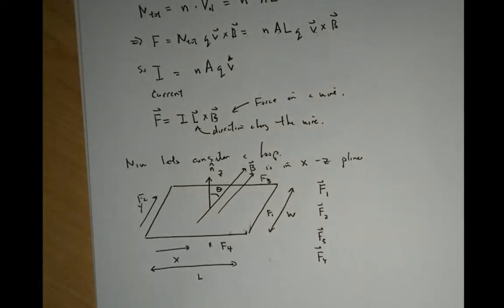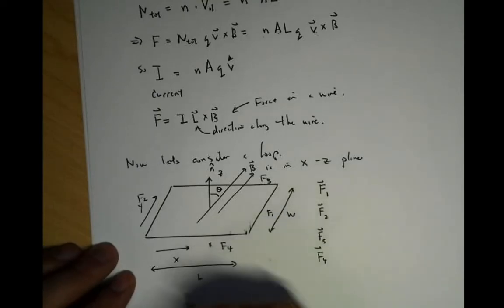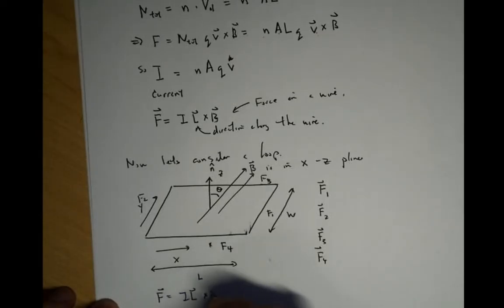Yeah, let's do it this way. Okay. We'll do F1 first, all right? Okay, so let's write down the force equation. F is equal to I L cross B.